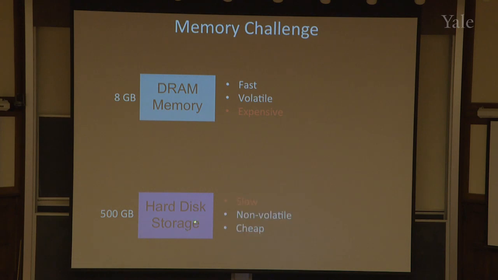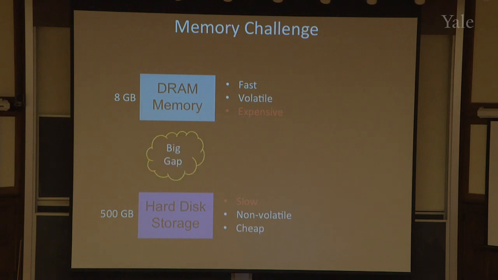On the other hand, storage is very cheap, and it's non-volatile, meaning that you can keep the information even if the power is off. But it's very, very slow. So when you're doing computing, you don't want to use storage to do computation, because then it'll be really slow. Memory, even though it's expensive and it's volatile, is very fast, and that's why we use this. So this has created a really big memory challenge right now. There's a big gap.